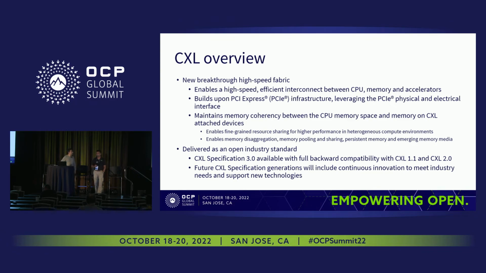Anyway, what is a type 1, type 2, type 3 device? Ishwar? CXL has 3 bins of device types based upon usage models. Type 1 and type 2 devices are accelerators. Type 3 devices are memory buffers. The difference between type 1 and type 2 is that type 2 devices have memory attached to it. Type 1 devices don't have memory attached to it.